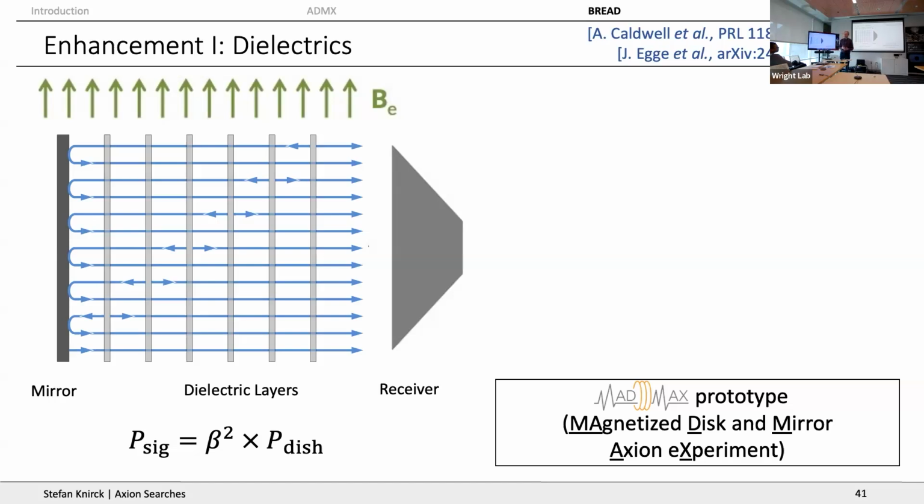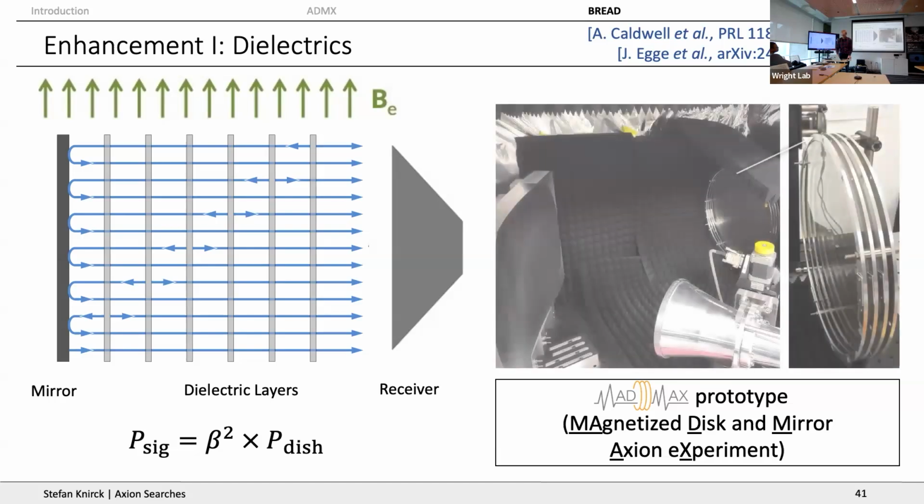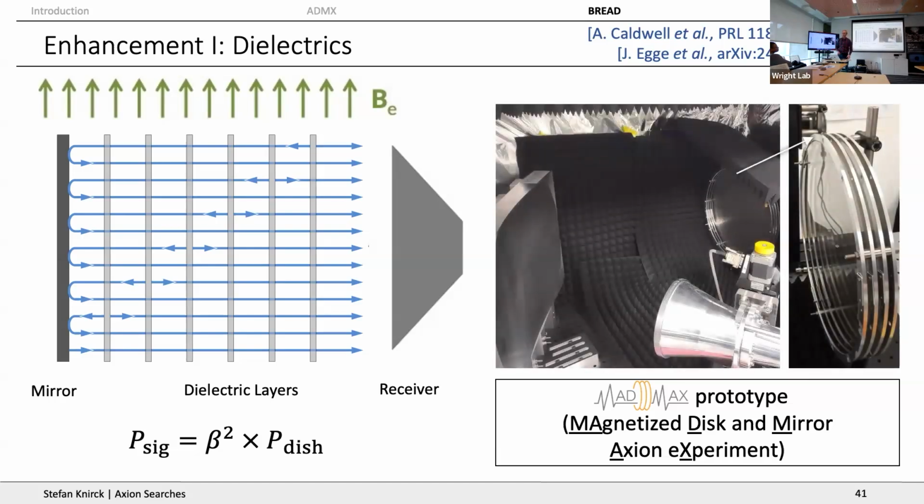This is a beautiful idea because dielectrics are electrically transparent. The only issue is, of course, this is a coherent emission. So what you get is a coherent summation of all the contributions from these disks, and actually something like the weak resonator again. We have a prototype of this. Actually, this was kind of my PhD thesis, MADMAX.